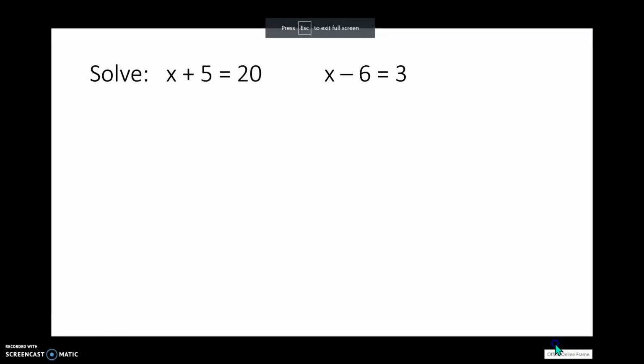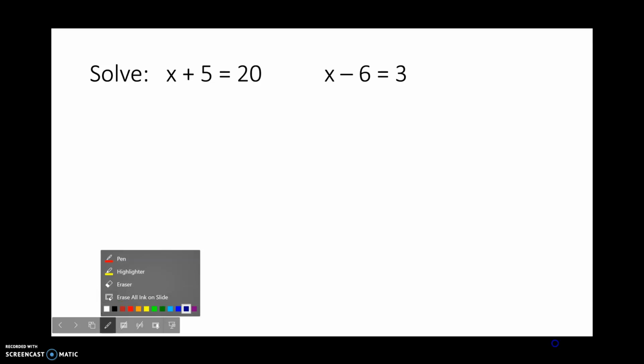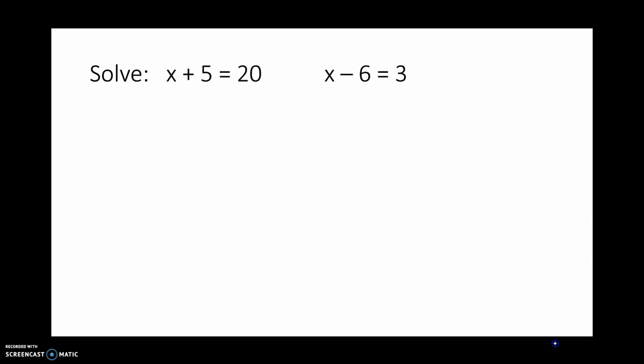All right, today we're going to review one-step equations before we move on to two-step equations. So if I have x plus 5 equals 20, I know some of you can work backwards, but because I'm adding 5 to undo that operation, I do the opposite, which would be subtracting 5. I would have x equals 15.